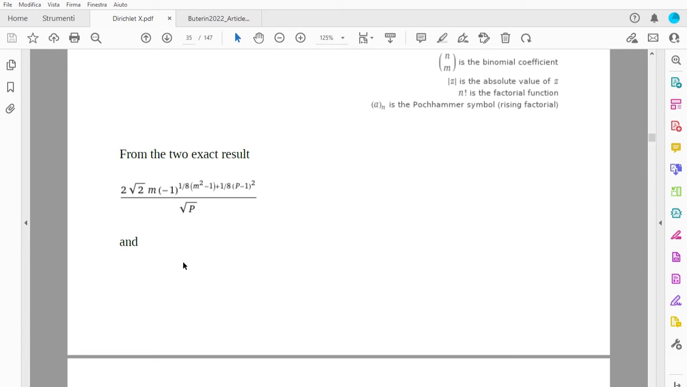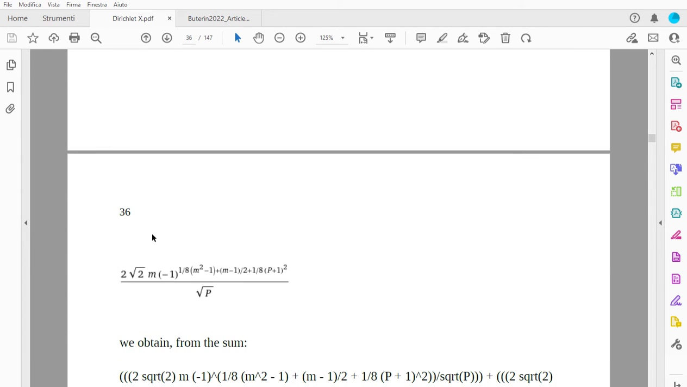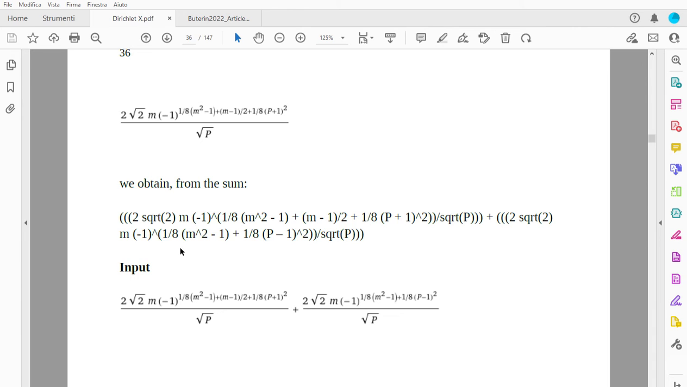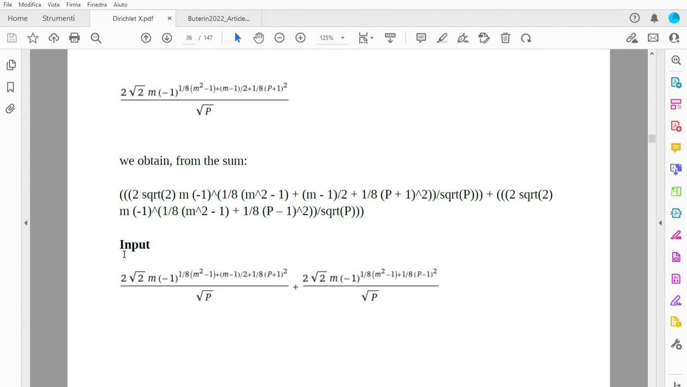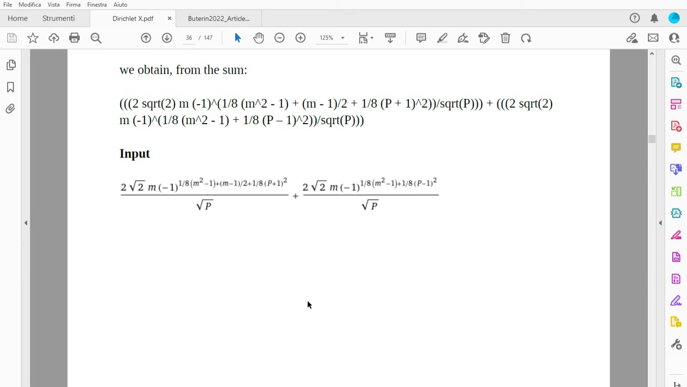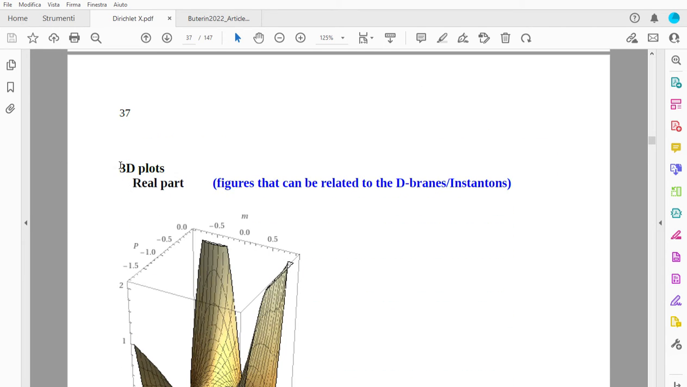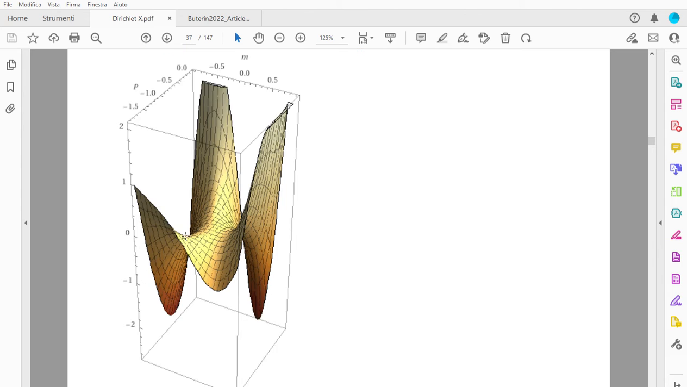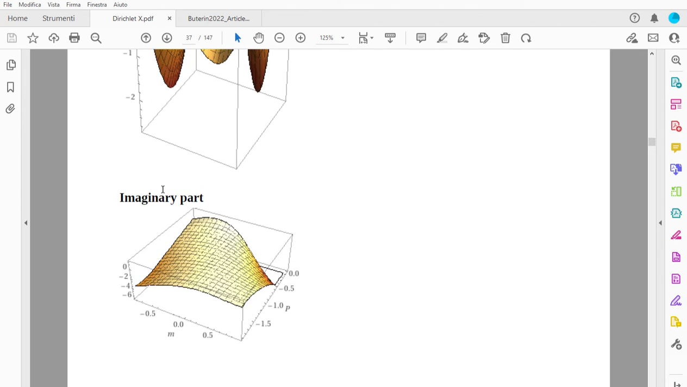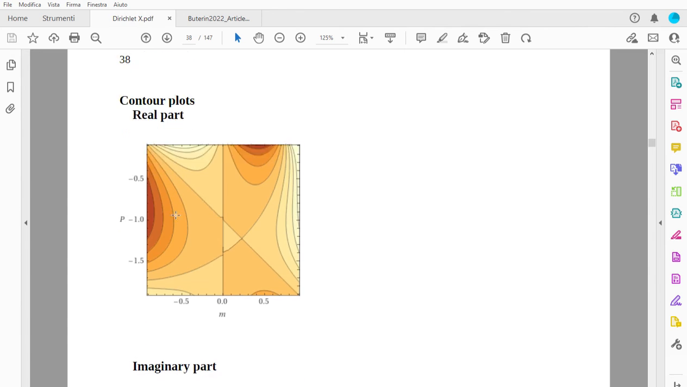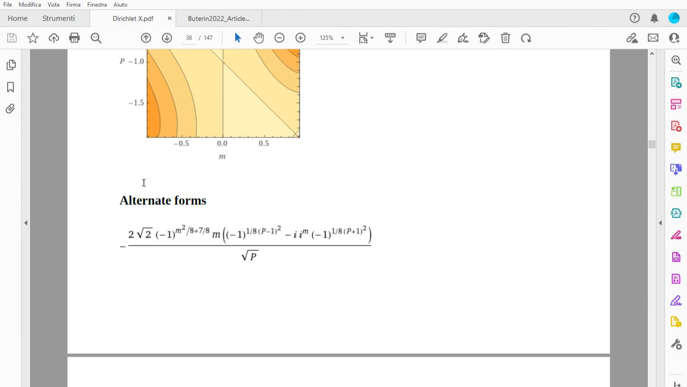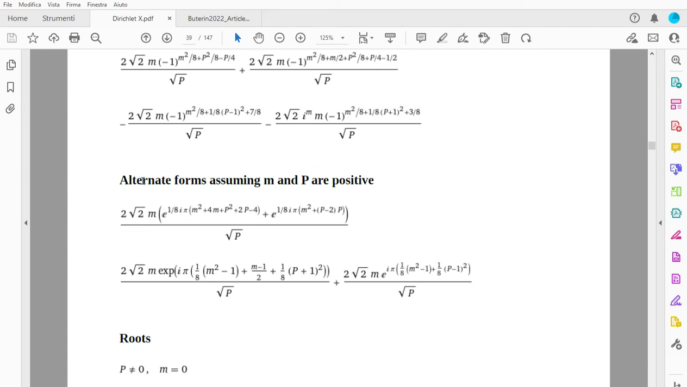Now, from the two exact results, the first and the second, we obtain from the sum. This is the input, and these are the three-dimensional plots. Then the figure that can be related to the Brandt's instantons. This is the first concerning the real part. This is the second concerning the imaginary part. Also here we note the alternate forms, the expanded forms, and so.